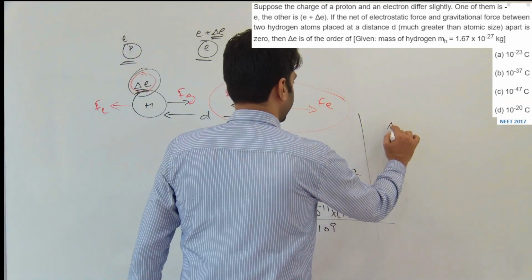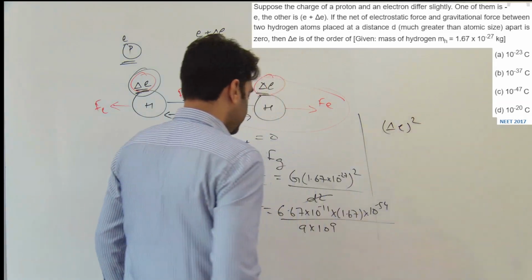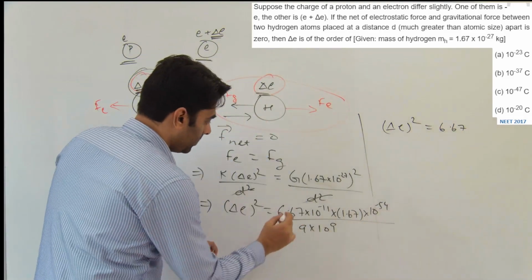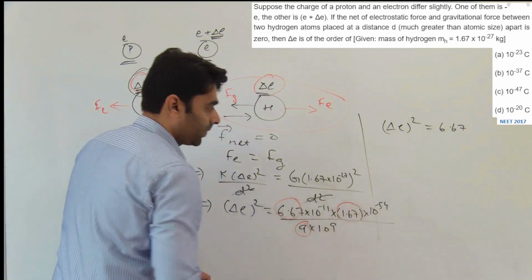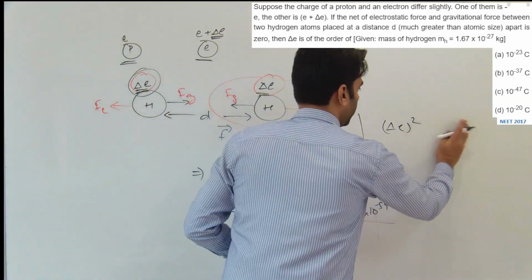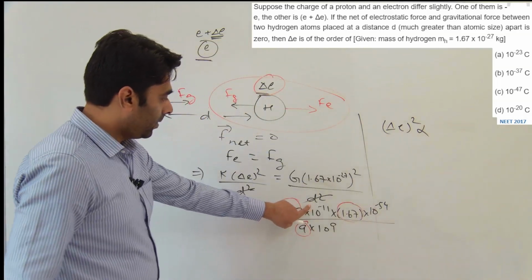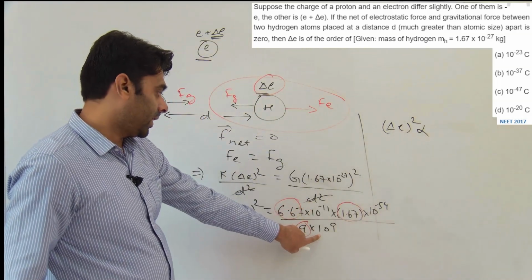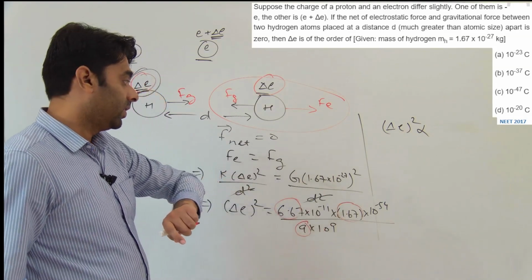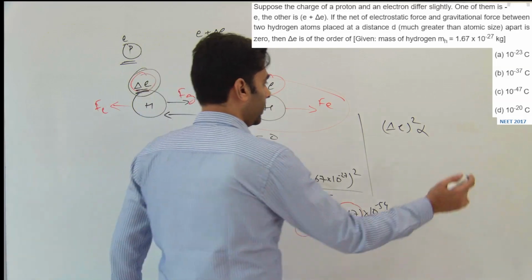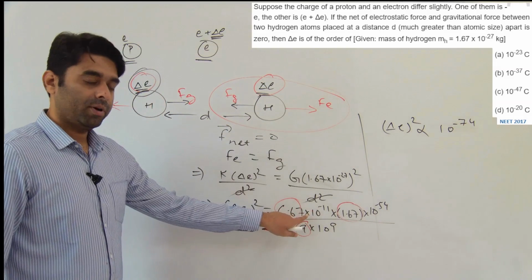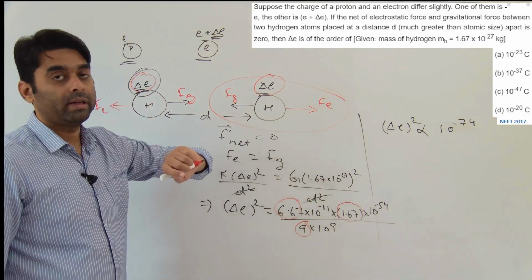Let's write it. Delta E square is equal to 6.67. I am keeping all these terms aside. I am focusing on the 10 powers because we checked the options and they are very distinct. So it will be proportional to 10 power minus 11. We have 10 power 9 in the denominator, and we have over here 10 power minus 54. So when we do it, it will come out to be 10 power minus 74. So we'll get 10 power minus 74.